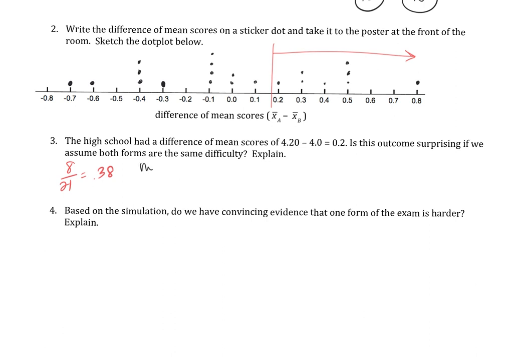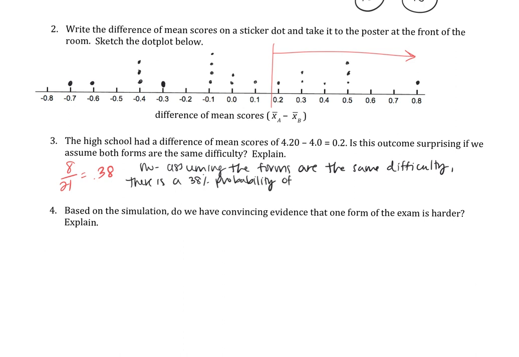Well, no, not really. So no, assuming the forms are the same difficulty, there is a 38% probability of getting a difference of sample means of 0.2 or higher purely by chance.